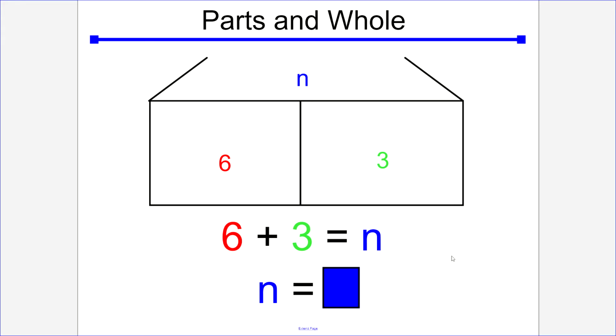Take a look quickly at this problem with me. One of my parts is 6 and one of my parts is 3. N is the unknown and it's the whole. Think in your brain, what is 6 plus 3? That will tell us what N equals. Yes, 6 plus 3 is 9, so N equals 9.